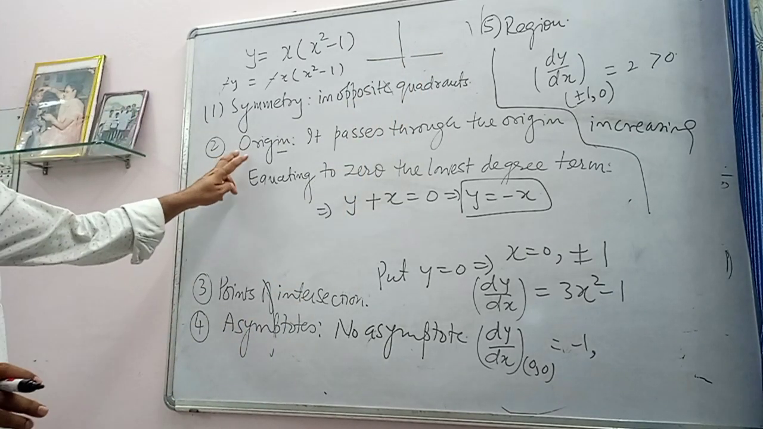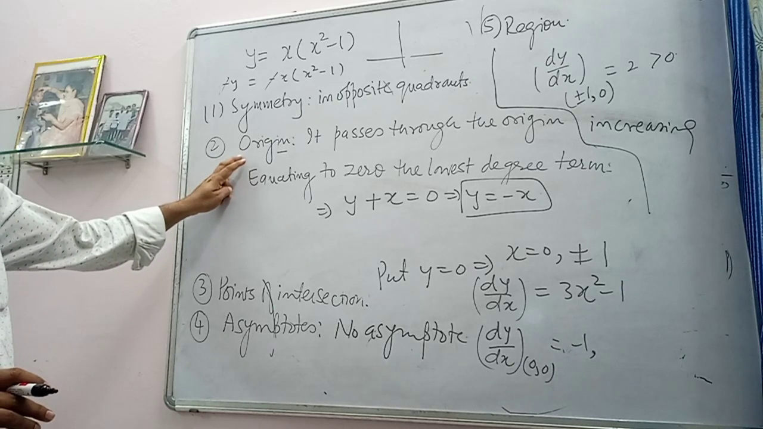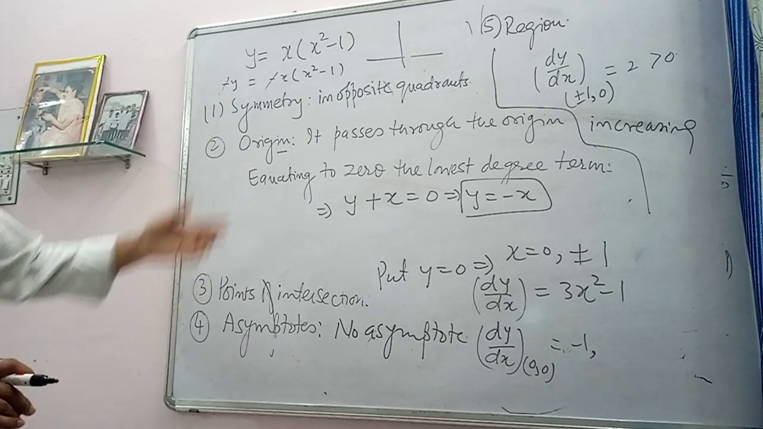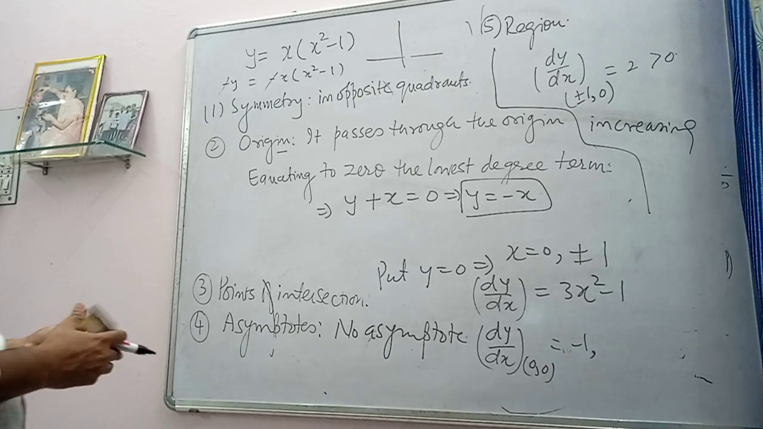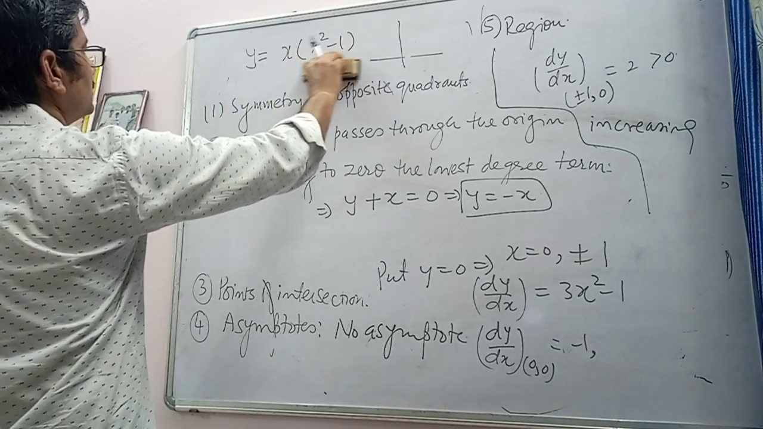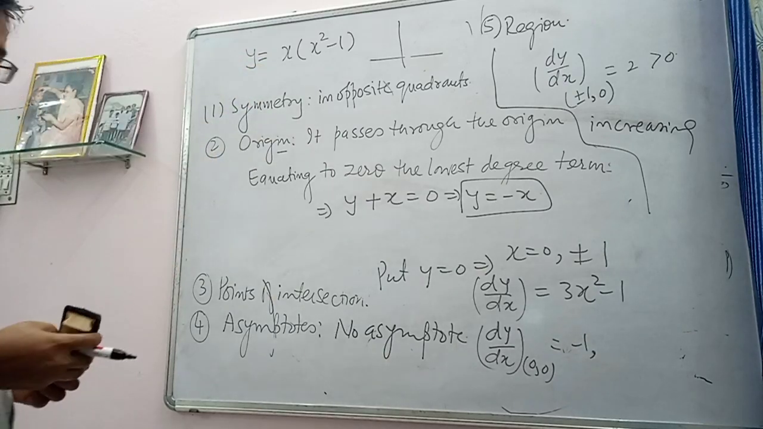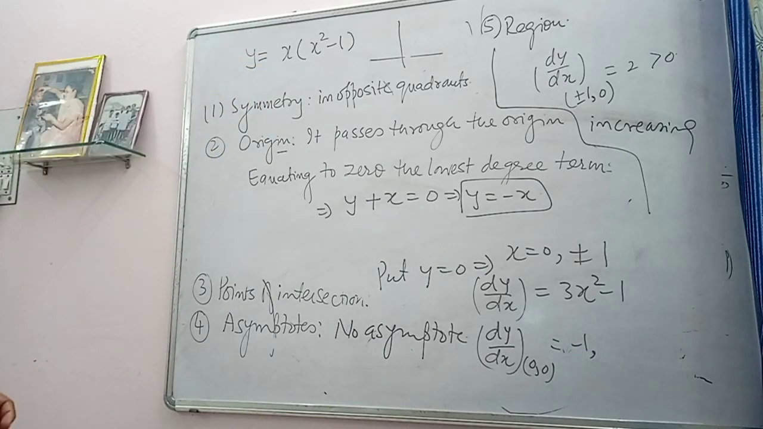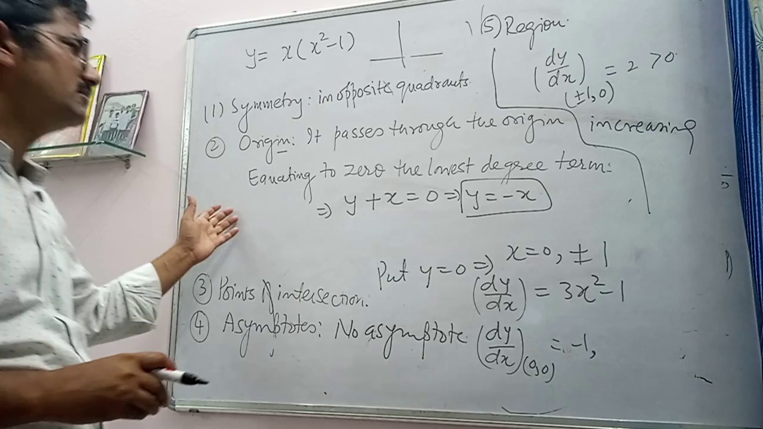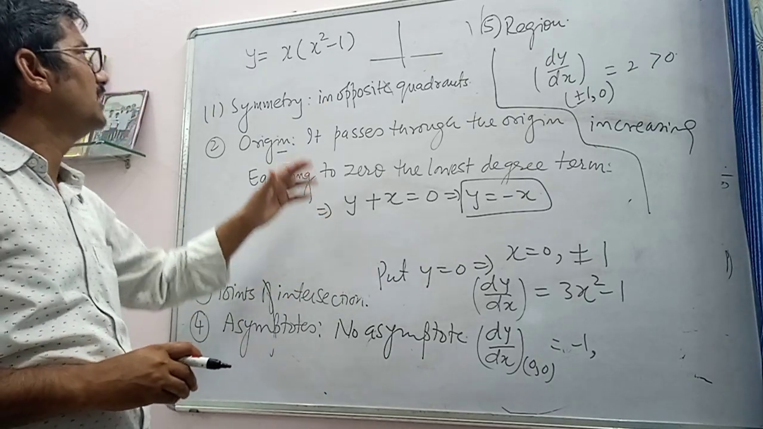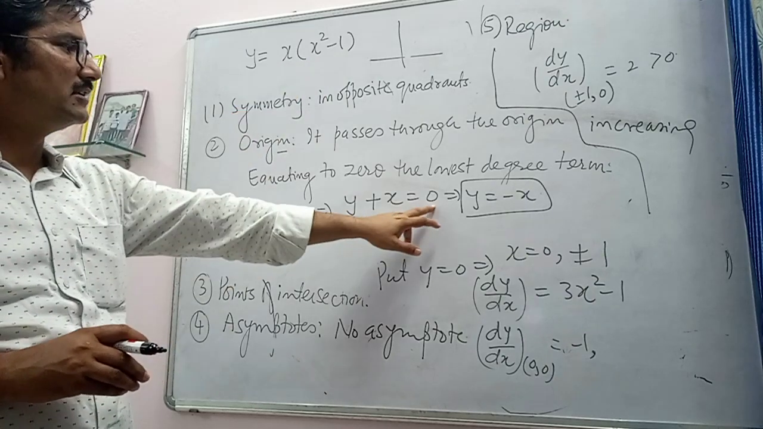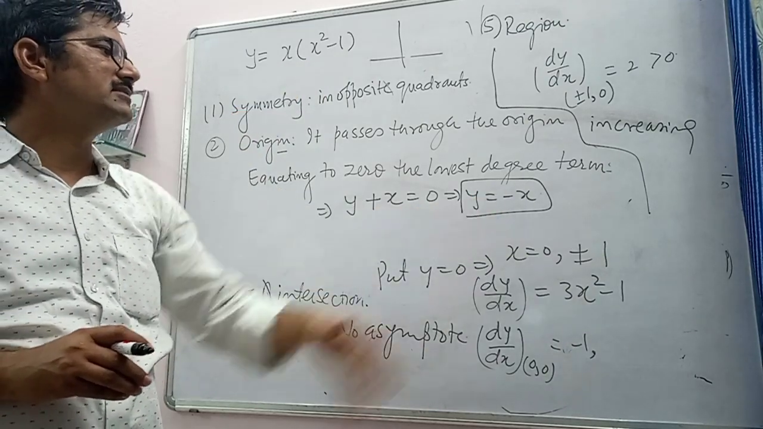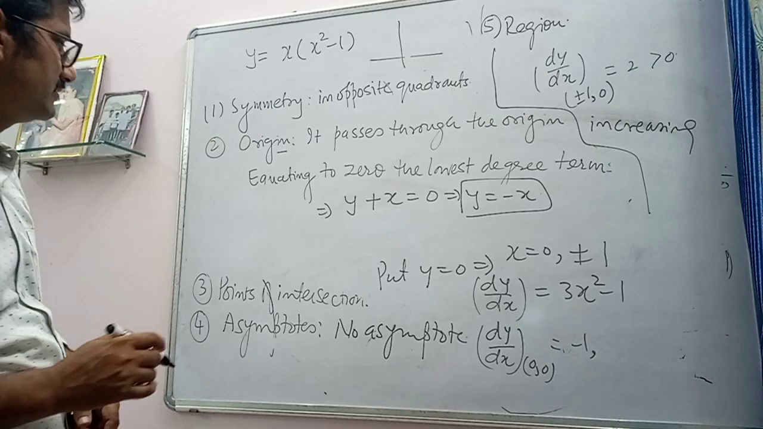Next is origin. So we have to test whether this curve passes through the origin. Because the constant term is absent in this curve, it passes through the origin. Then we have to find the tangents at the origin. Equating to 0 the lowest degree terms, and the lowest degree term is y plus x, we get y is equal to minus x. It is the tangent at the origin.